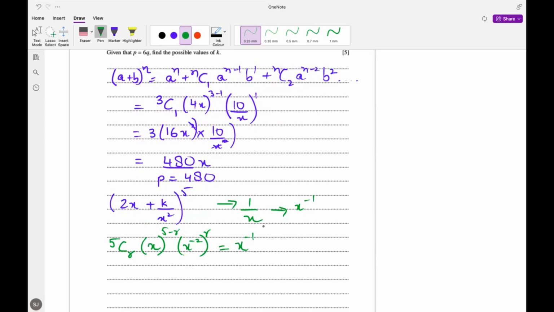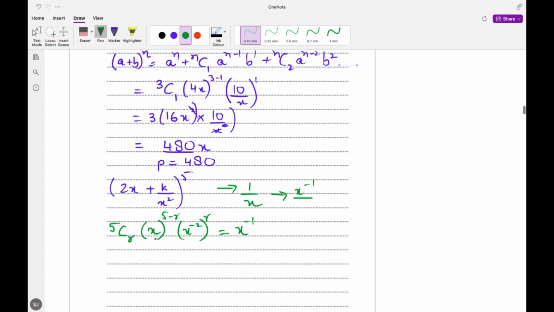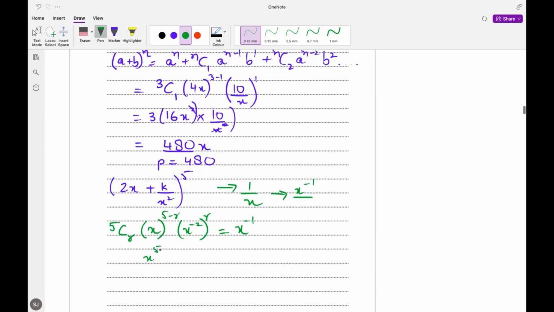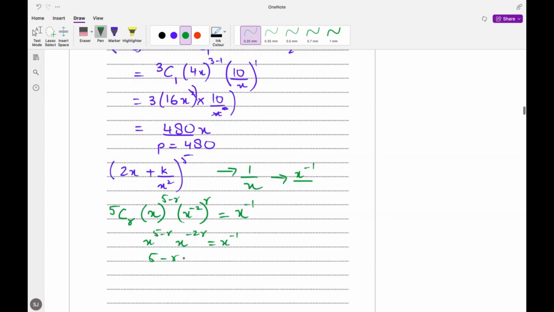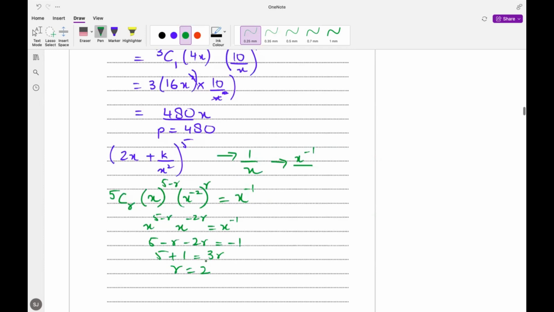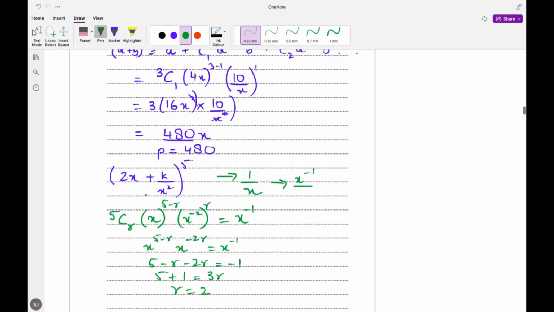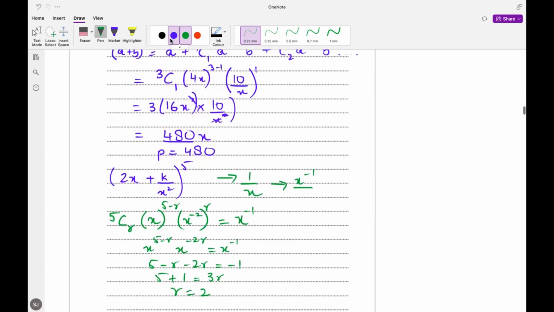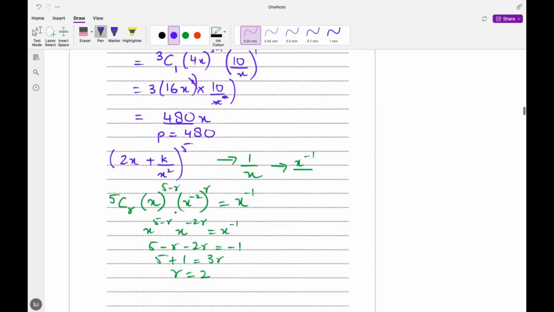As we are just looking to find the term in x to the power minus 1, we will not be using the constants. So this will become x^(5 minus r) into x^(minus 2r), which should be equal to x to the power minus 1. So 5 minus r minus 2r will be equal to minus 1. We compare the powers now. So 5 plus 1 is equal to 3r, or r will be equal to 2. Now we could have directly guessed taking 5C2, but in case we are confused about how to find the term in 1 upon x, we can use this method as well.